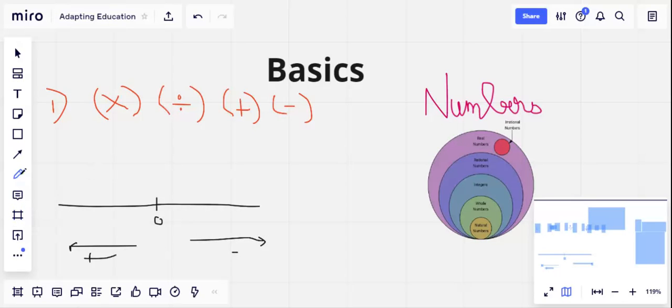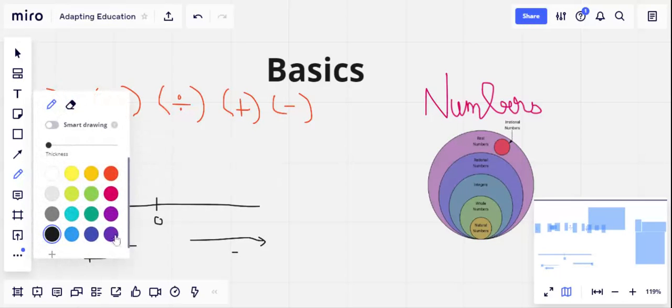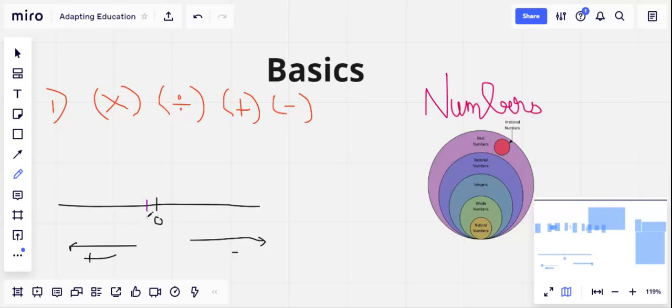Okay, so what would the positive numbers be? Positive numbers would be 1, 2, 3, and so on, and the negative numbers would be -1, -2, -3, and so on. Okay, so these were the numbers.